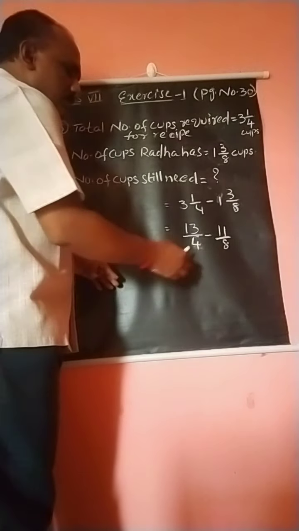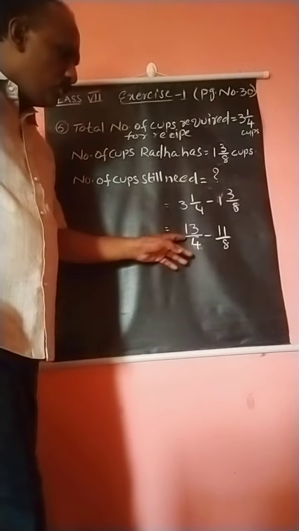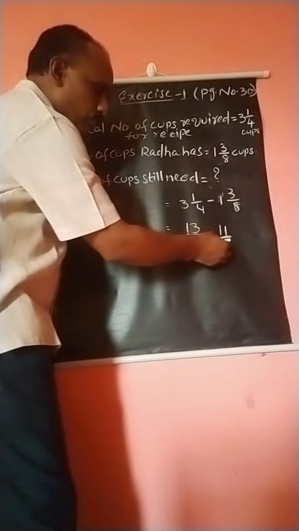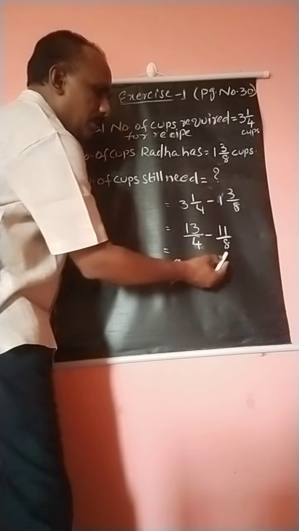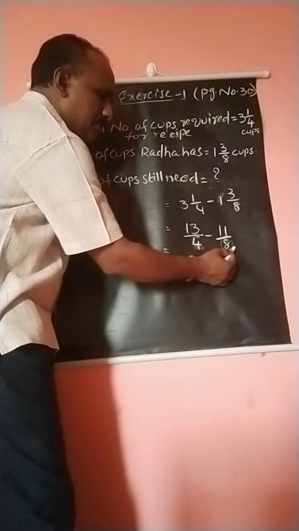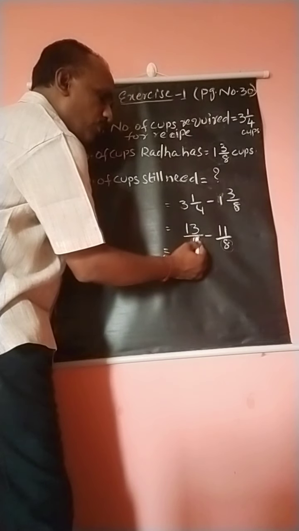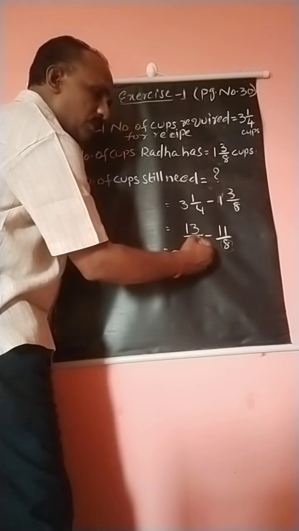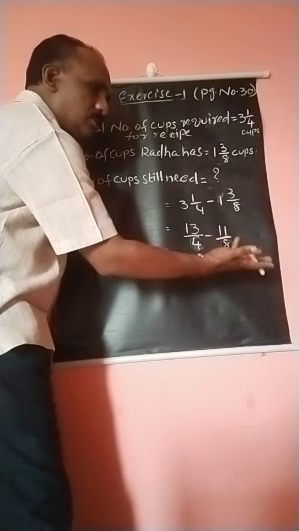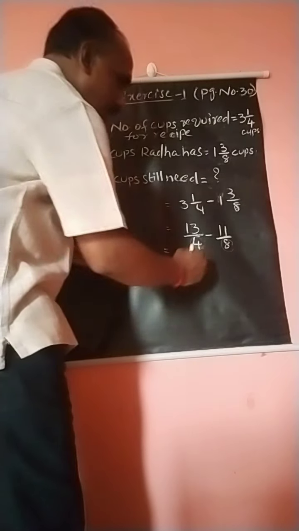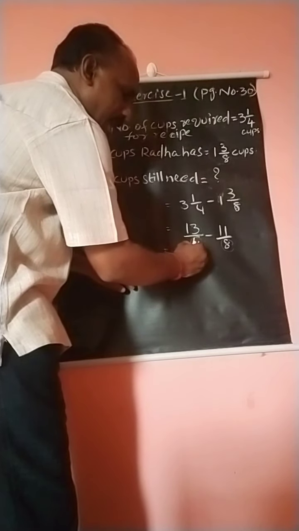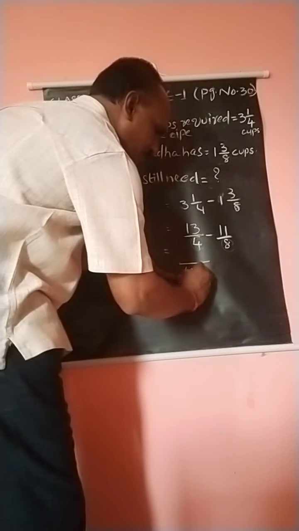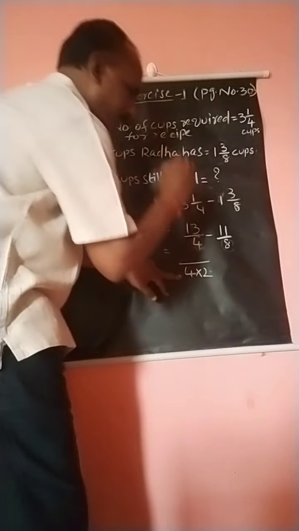See, it is somewhat difficult. If the two are like fractions, subtraction is easy. Is it possible to convert both into like fractions? Yes, it is possible. Here the denominator is 8 and here it is 4. If we convert the 4 into 8, the fractions become like fractions. Now I will convert 13/4. How can I change 4 into 8? Multiply 4 by 2 to get 8.